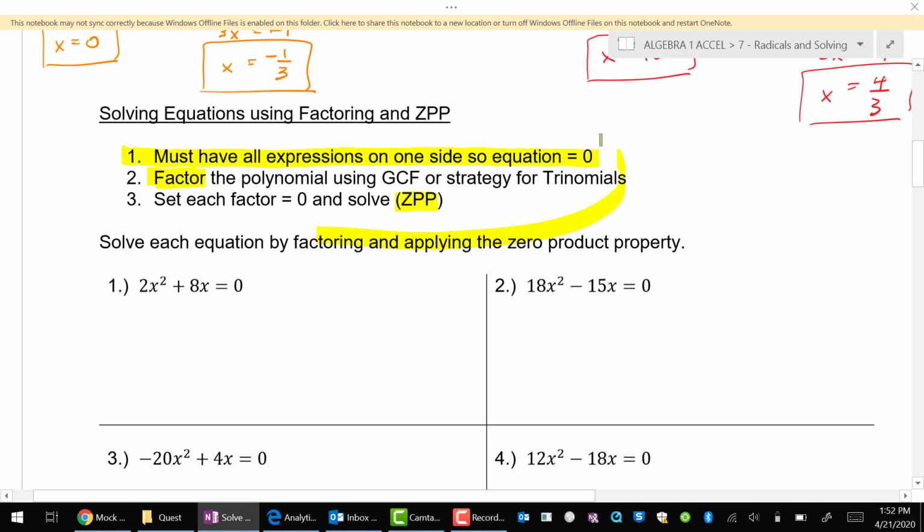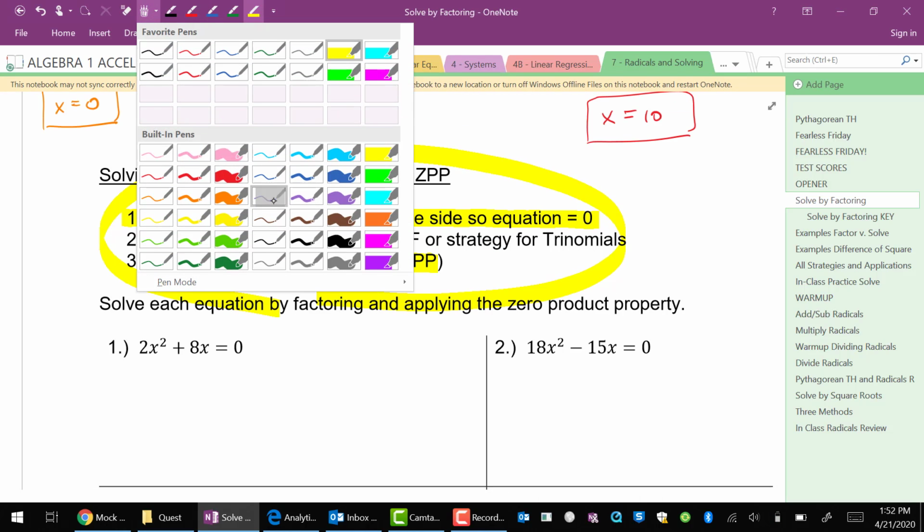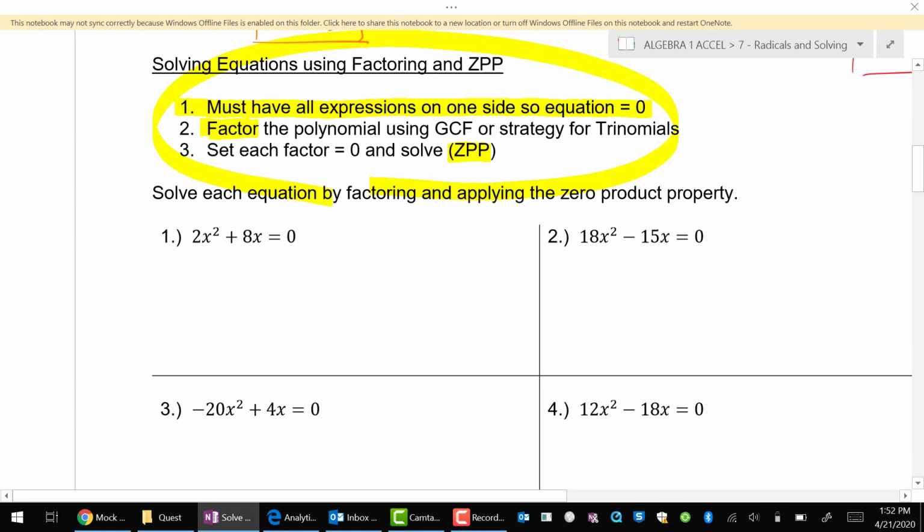So I kind of like this little collection of steps right here to help us and to guide us through these problems. So diving in, let's take a look at number 1. Solve each equation by factoring. And by the way, these are equations. You're going to see equal signs all across these examples.